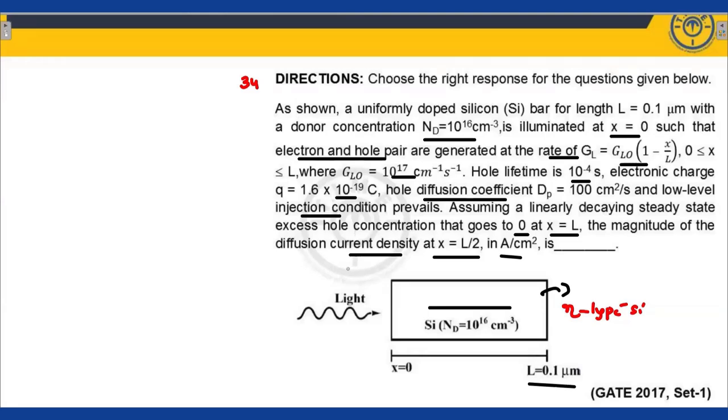In this N type silicon bar, the light is projecting on it. I told you the expressions for these in my theory classes, so there are very important points we need to write down here. First of all, dP, the diffusion constant for holes, is given as 100 centimeters square per second. And J of N of X.